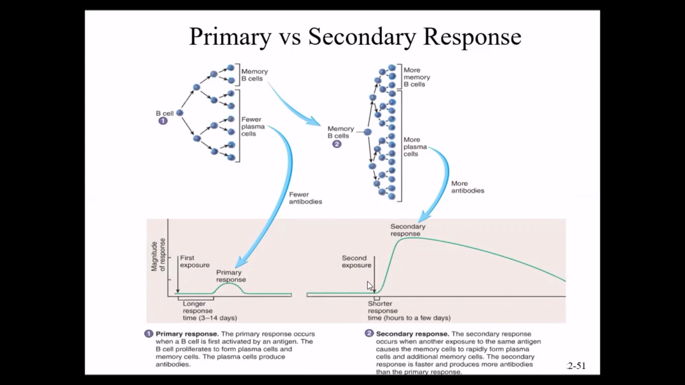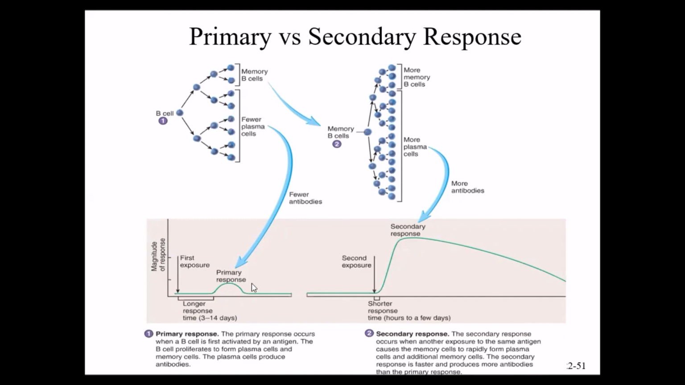All right. Notice also that the response height is greater, the magnitude is greater, the second time. The first time you build up, maybe a week or two, and you start building up some antibodies, but notice that you have a much greater response the second time, much higher. So the magnitude of the response is greater the second time you're exposed to the antigen.